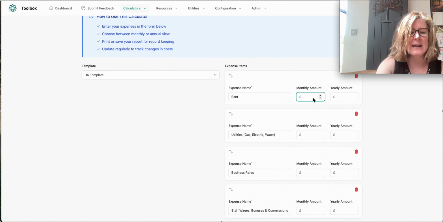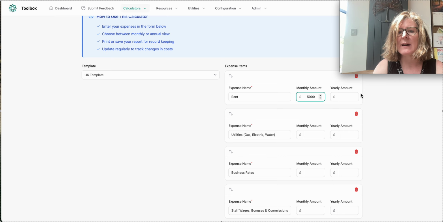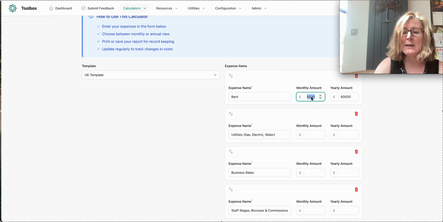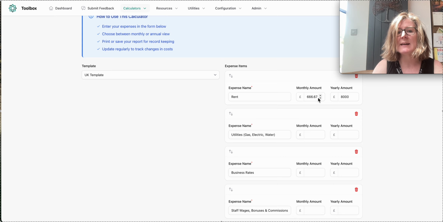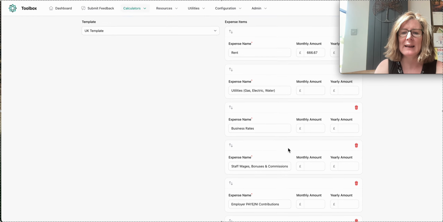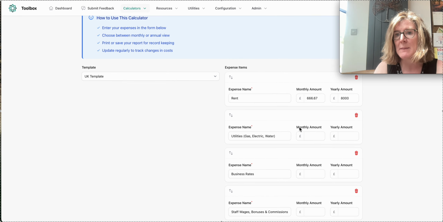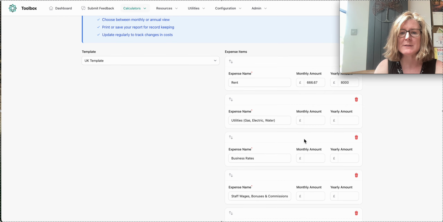But let's say the rent is $5,000 a month. It would then calculate what it is a year. Let's say you don't know what your monthly is, but you know that you pay $8,000 a year. You can pop that in and it will tell you what your monthly is. So you can give the information in the easiest format for you. Some things you're going to have monthly, like your rates. Some things you're going to have a yearly figure, maybe it'll come from your P&L from your accountant.